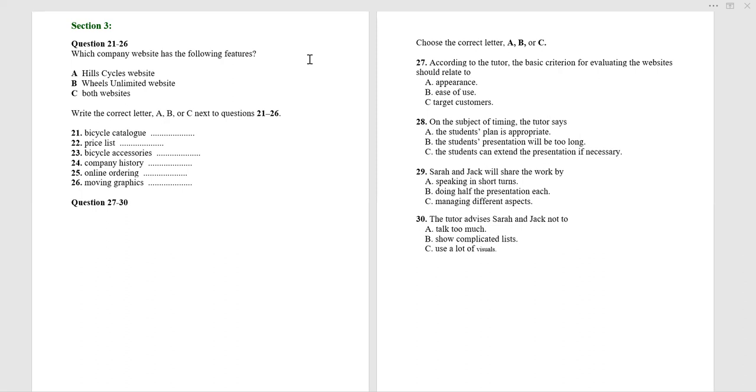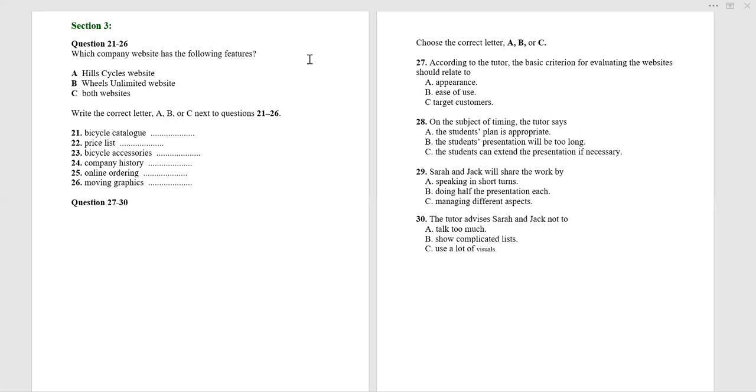Yes. Hill Cycles doesn't have any facility for online ordering. You have to ring up to order something. That's the only way you can do it. Well, no. You can send off for a paper catalogue with an order form. Oh, yes, I suppose so. But with Wheels Unlimited, you can order online or in the conventional ways. That's right. Fine. Okay. And what about the presentation?